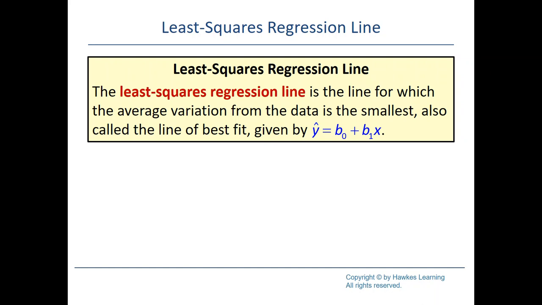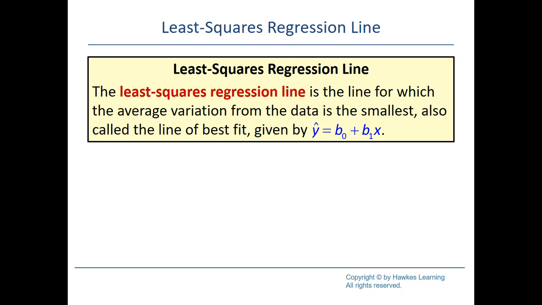It is a line for which the average amount of variation from the data is at its smallest. It's also called the best fit line. Basically, we can say that y hat is equal to b sub 0 plus b sub 1 x.